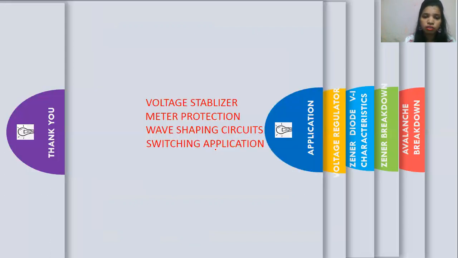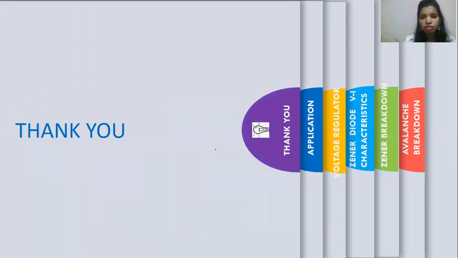So this was the example. The applications are voltage stabilizer, meter protection, wave shaping circuit, and switching application.